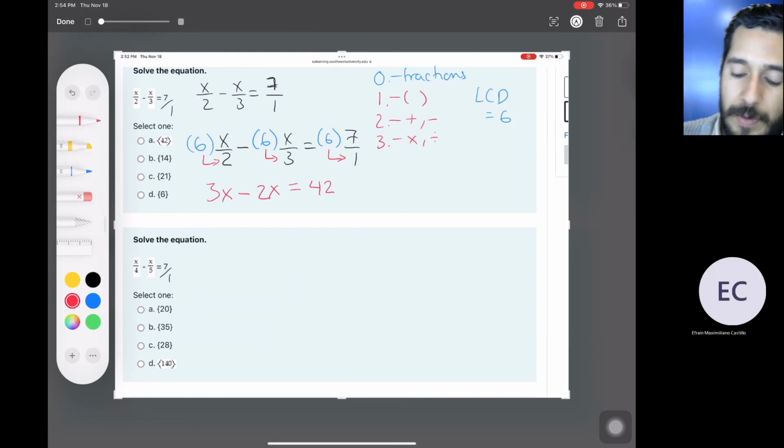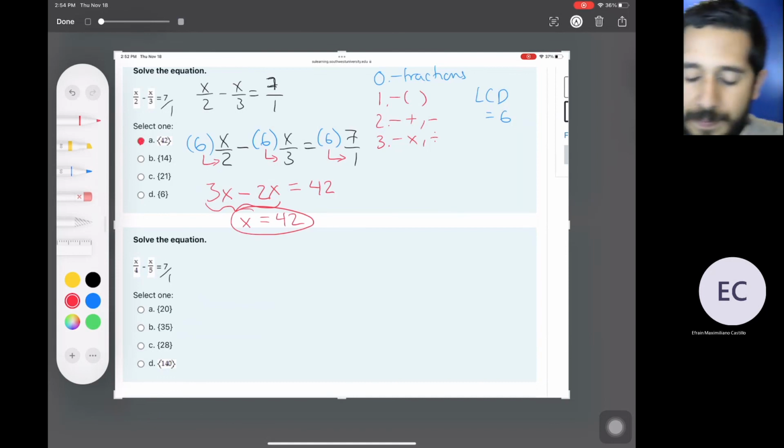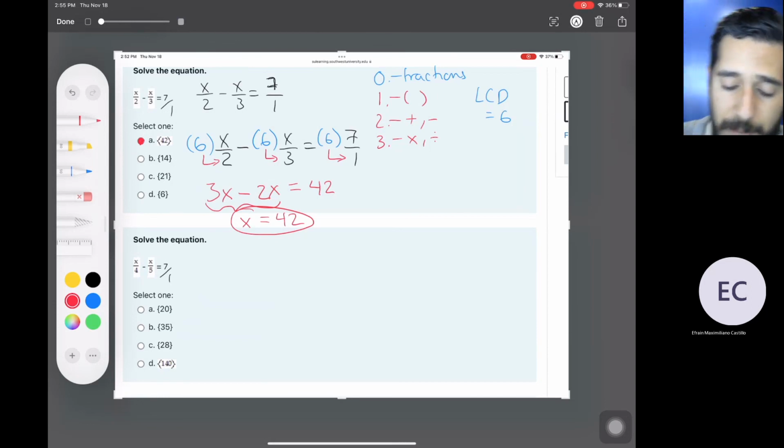So if you combine like terms, 3x minus 2x is going to be x, and it looks like it's already solved, right? x equals 42. This is the answer that I'm looking for. The next example is really similar.